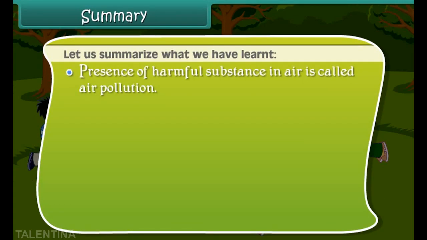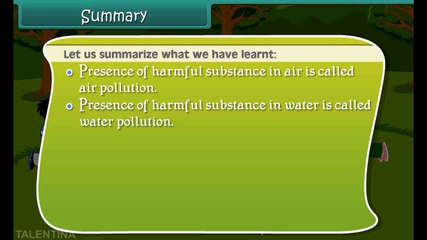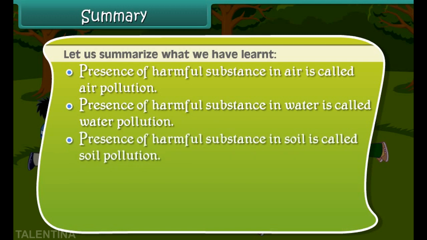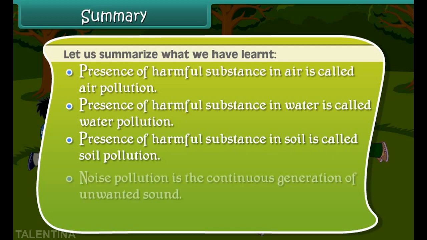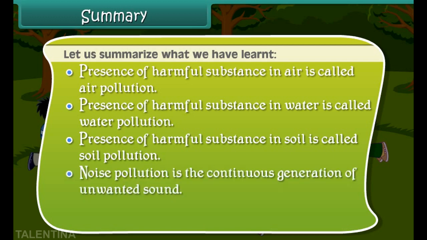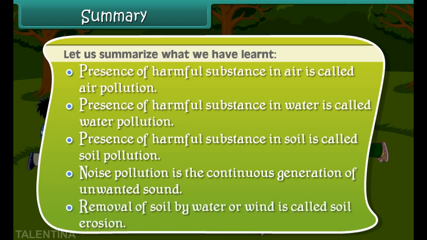Summary. Let us summarize what we have learned. Presence of harmful substance in air is called air pollution. Presence of harmful substance in water is called water pollution. Presence of harmful substance in soil is called soil pollution. Noise pollution is the continuous generation of unwanted sound. Removal of soil by water or wind is called soil erosion.